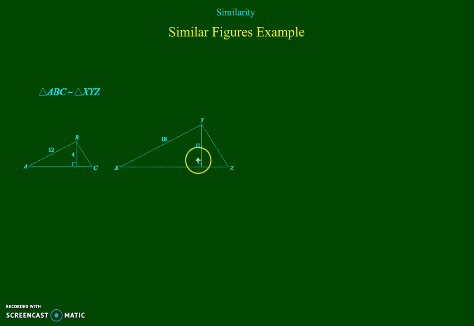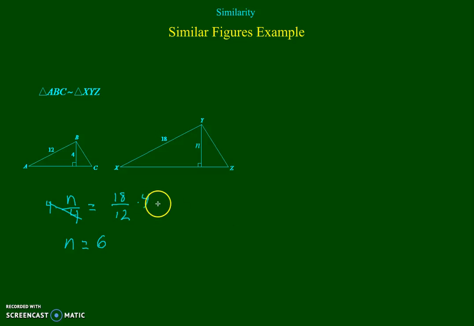So we can say n, because I like to keep the variable in the upper left, n corresponds to the altitude here, 4, as XY corresponds to AB. So 18 corresponds to 12. Multiply both sides by 4. N equals 18 times 4 divided by 12, 6.